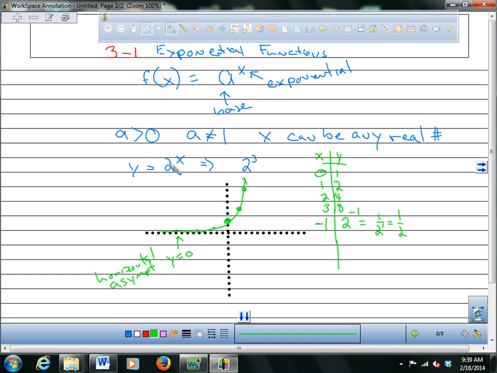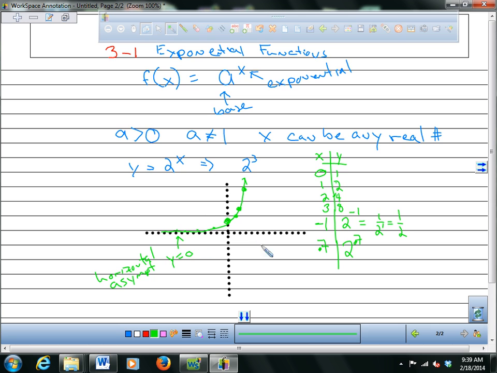Now, beyond nice integer values, can I plug in a number like 0.7? Yeah, you could plug in any number. So 2 raised to the 0.7 power, what does that mean? Well, I'm raising it to more than the 0 power but less than the 1 power, so I'm guessing it would be somewhere between 1 and 2. So you can plug in non-integer values into exponential functions.